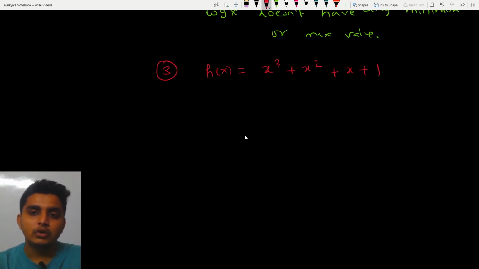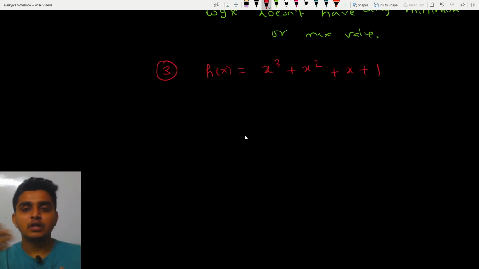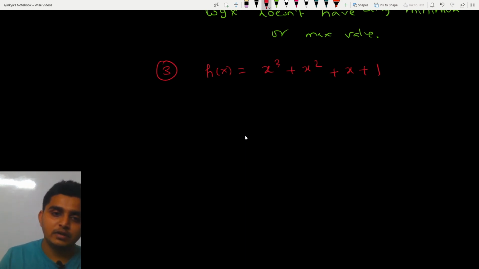But in a natural way, where we need to find out the local maxima or minima of this particular function like x cube plus x square plus x plus 1, it is not feasible for us to actually draw the whole graph and then see that this function is constantly increasing or constantly decreasing. So for this we'll go by the standard method, which is finding the first derivative test. So here we have h dash of x equals to 3x square plus 2x plus 1, right?